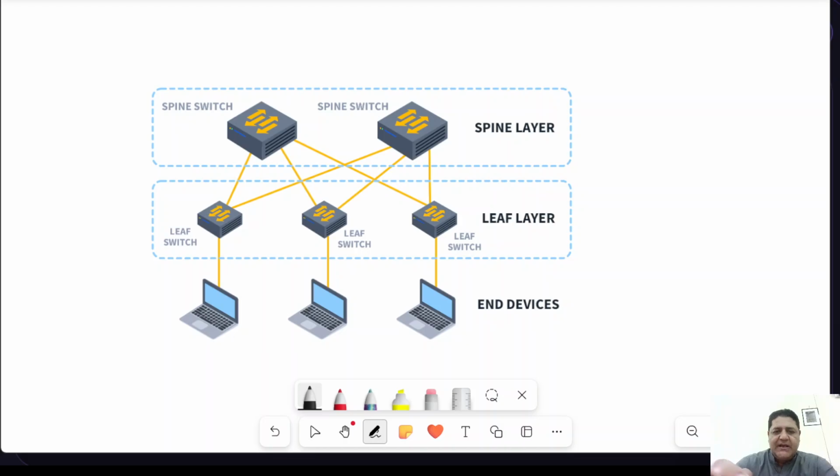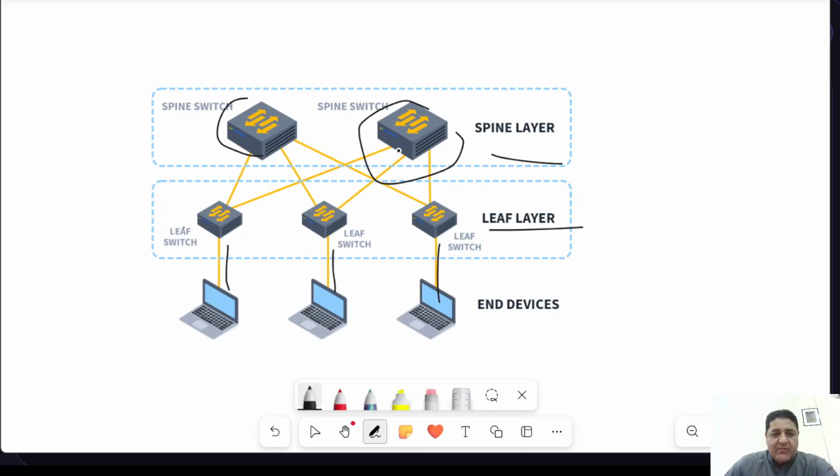So as you can see here, this is our spine layer, and this is our leaf layer. So the spine layer has some kind of switches, and the leaf layer has some kind of switches, just like a tree जहाँ पे leaf nodes होते हैं. So the leaf layer switches, they are connected to the end devices, and these are the servers in this particular case, चाहे वो rack हो, चाहे वो blade servers हो.